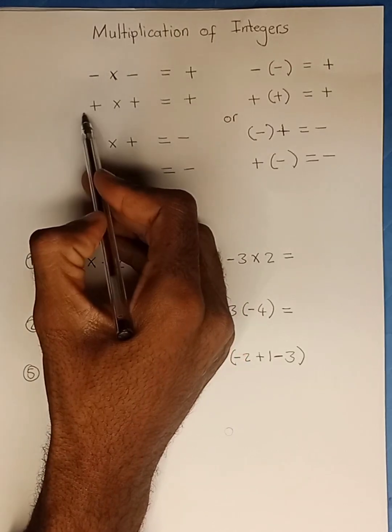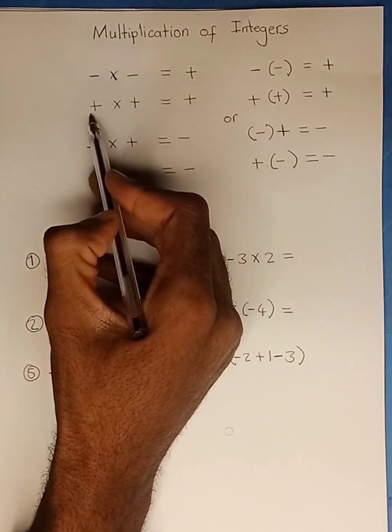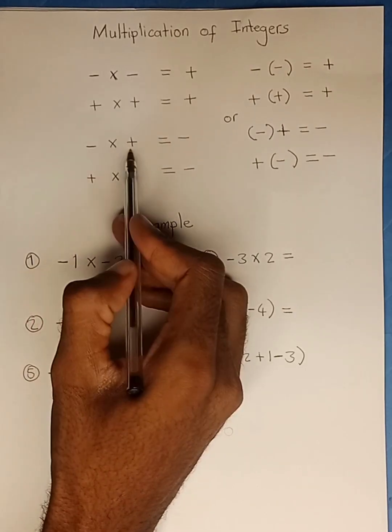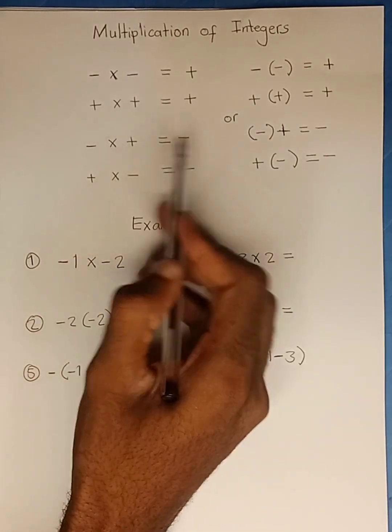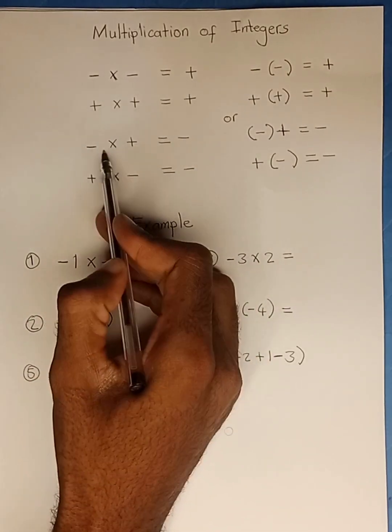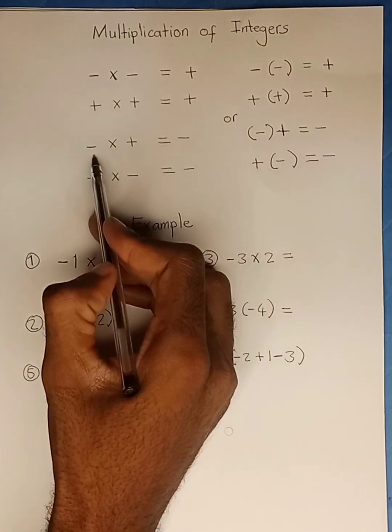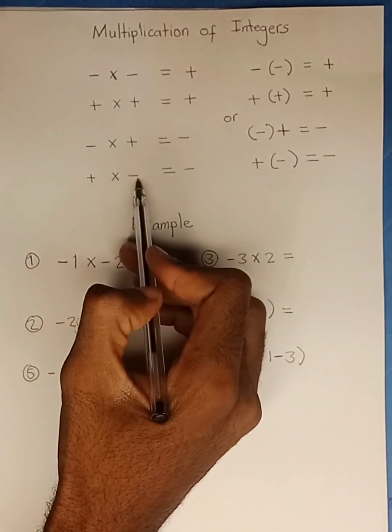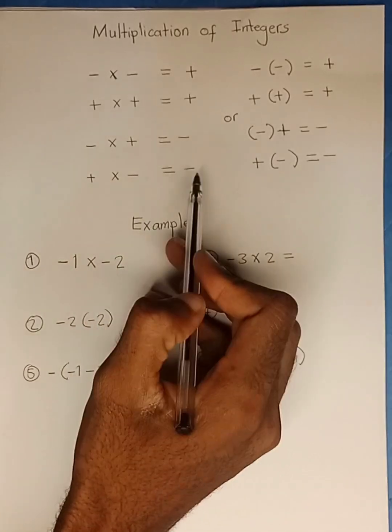Here the signs are the same. When we multiply signs which are similar, the result should always be positive. But when we multiply signs which are different, the result should always be a negative. Negative times positive, we get negative because the signs are different. Even here, when we multiply signs which are different, the result should always be negative.